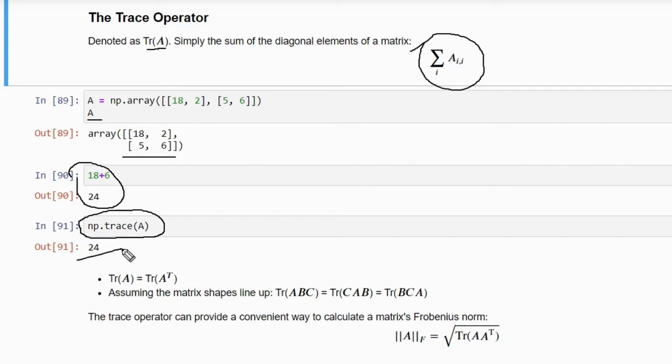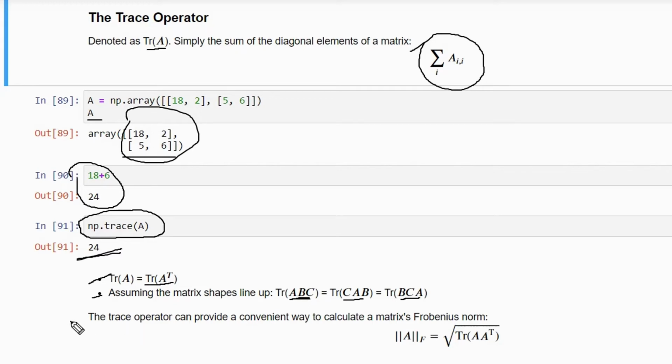However, this simple idea of the trace operator holds some really useful properties. For example, the trace operator for a given matrix will be equal to the trace operator for the transpose of that matrix. You can think logically that even if we transpose this matrix into its transposed form, you will still have 18 and 6 diagonally, and hence the output of the trace operator will be the same. And also for 3 matrices, let's say A, B and C, if the multiplication by alternating the position of these 3 is possible, then the trace operator for all the 3 outputs will be equivalent.